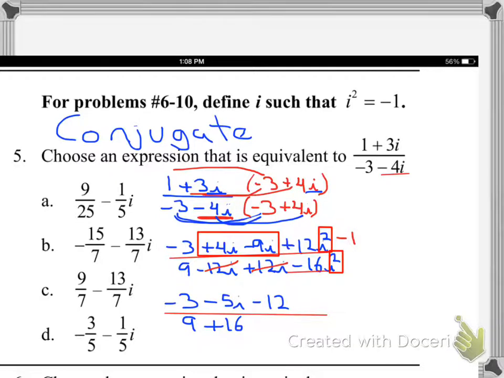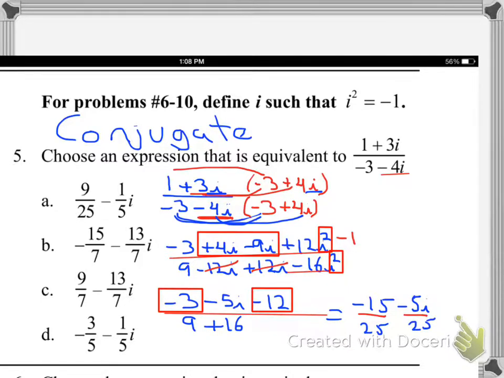We are going to combine our like terms. So we're going to combine our 4i and our negative 9i, and we're going to combine our negative 3 and our negative 12. That will give you a negative 15. And we still have a negative 5i. Now, your denominator, we're going to combine like terms, and we're going to separate our fractions. That will be your first fraction. The first fraction will be over 25. So 9 plus 16 is 25. Your second fraction is also 25.